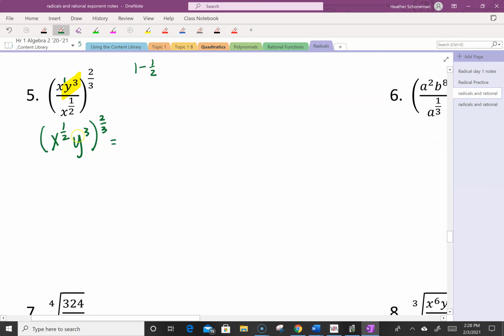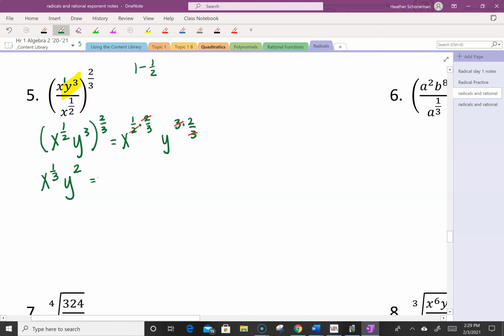Okay, now I'm going to distribute that 2/3, and when I do power to a power, I'm going to multiply. So this is x to the 1/2 times 2/3, and y to the 3 times 2/3. Before you multiply, you always want to reduce. So that leaves me with y to the 1/3. Just kidding, I didn't mean to write that. Take that back. X to the 1/3 and y squared.